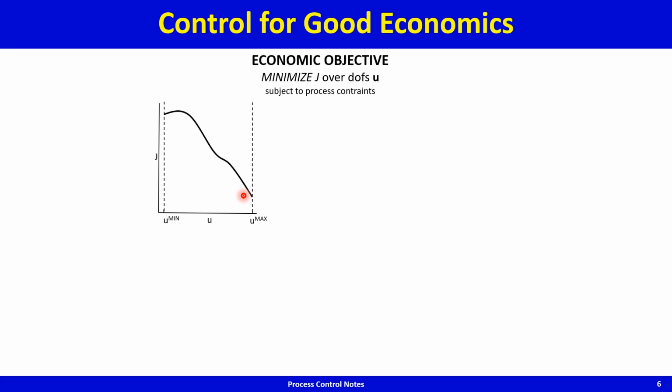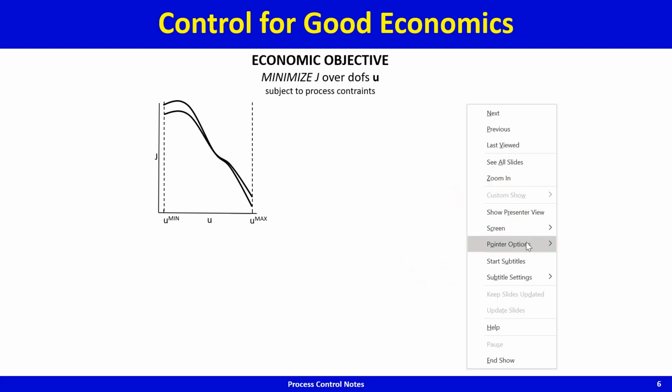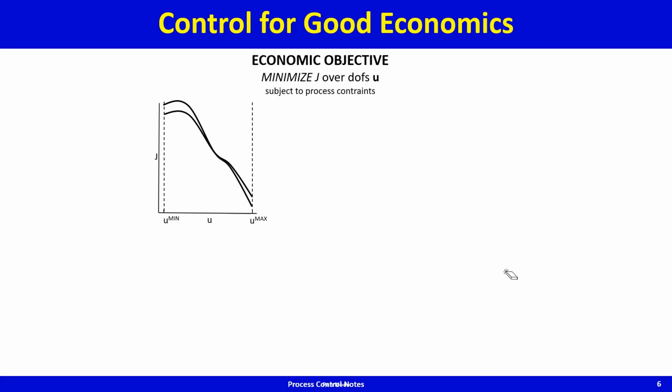If there is a large disturbance, the shape of the economic objective curve remains the same, but it shifts a little bit up and down. So let us say this second curve is the altered economic curve for operation away from the nominal case. In either case, if the objective is to minimize J over the degree of freedom U, then one can clearly see that the optimal operation is always at Umax, because Umax minimizes J. So operate at Umax always. That's the optimal operating policy.